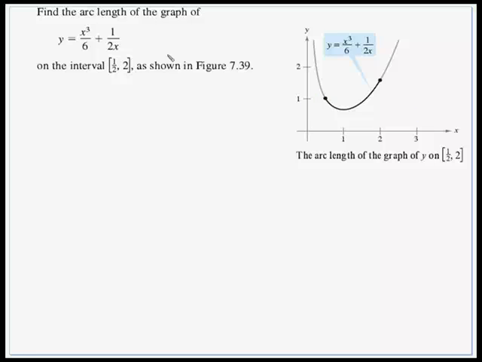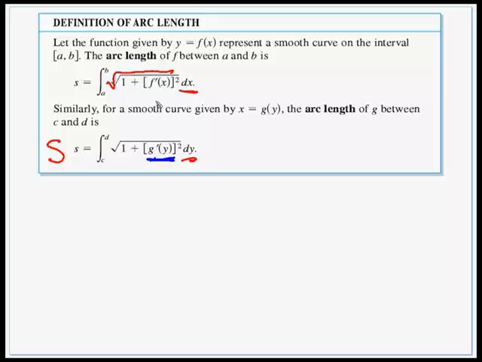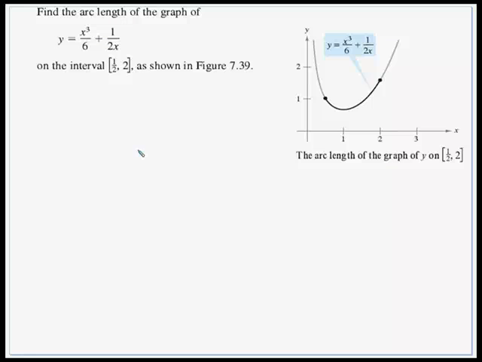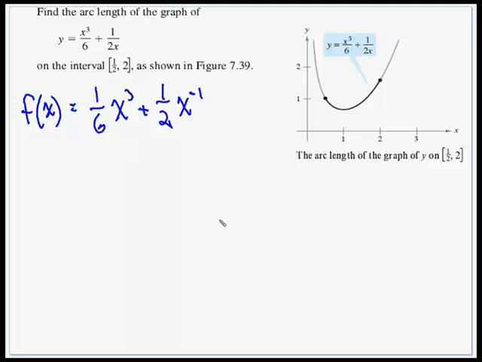So part of our formula is, where is that? We need the derivative. We need the derivative under that radical, squared. So here is my function. I'm going to use different notation here: f of x equals, instead of y equals, 1/6 x to the third plus 1/2. And I'll rewrite that with a negative exponent, 1/2 x to the negative 1. And I need the derivative.